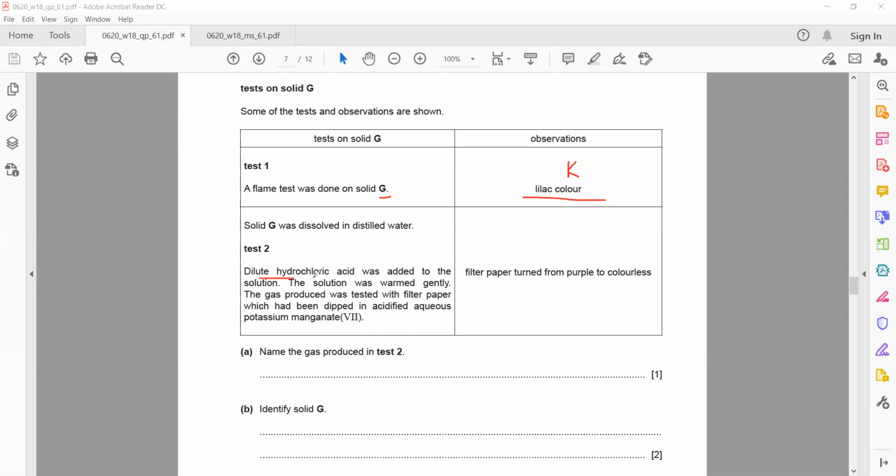G was dissolved in dilute hydrochloric acid and warmed, and it produced a gas which is tested with acidified potassium manganate. This is a test for the sulfite ion. Sulfite means SO3. Name the gas produced in test 2. Which gas is given off in test 2? This is a test for sulfite ion, and the gas which is released when we add hydrochloric acid to a compound containing sulfite is sulfur dioxide gas.